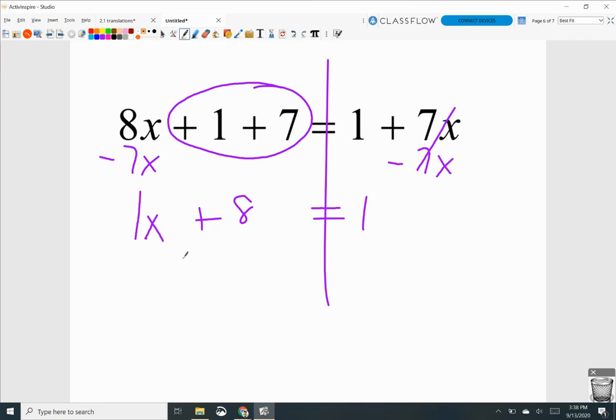And now I've got a two-step equation. Divide out the 1 if you want to, but it doesn't change your answer. Negative 7.